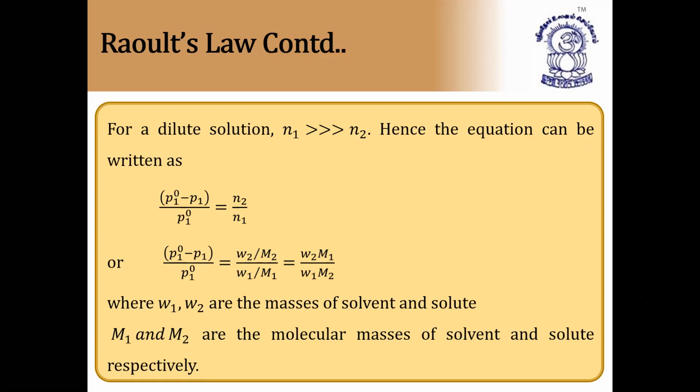So by this you can write P1 naught minus P1 by P1 is equal to W2 into M1 by W1 into M2. Same formula which I have given. Here W2 and W1 are called mass of solute and solvent respectively, and M1 and M2 are called molecular mass of solvent and solute respectively. This is the application formula which you use in the numericals. I am underlining this. In the numericals, we'll use this formula only for Raoult's law as well as colligative properties. So this formula is important.